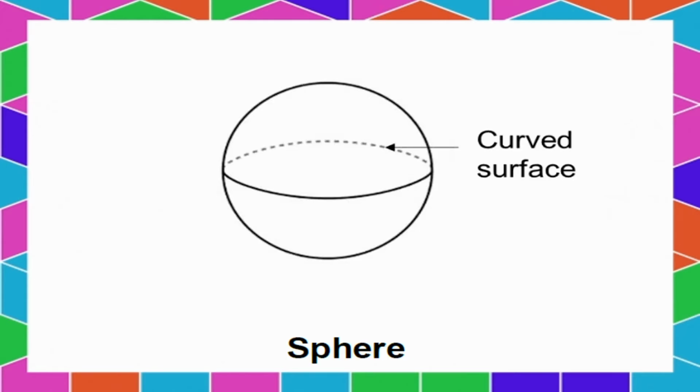And lastly, the last solid figure that you're going to visualize is a sphere. A sphere does not have bases or flat surfaces. It has a curved surface. It looks like a ball. A sphere is also not a polyhedron.